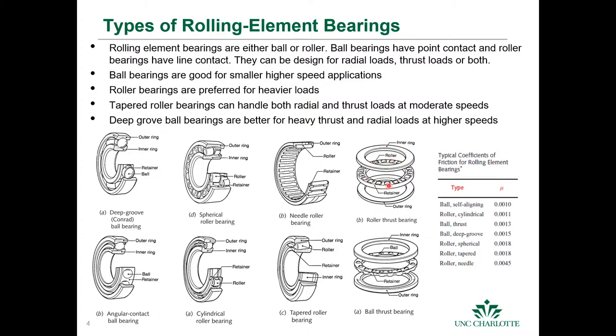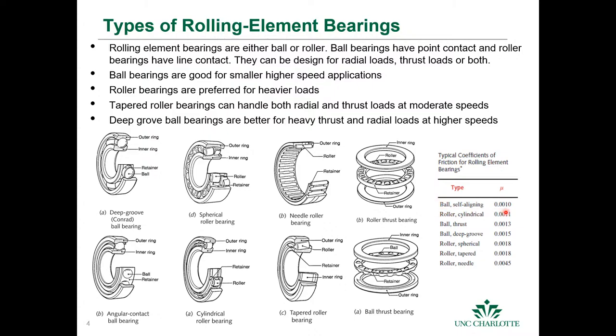Okay, these are roller thrust bearings, and these are ball thrust bearings. And on this table over here, we see that there are different coefficients of friction associated with the different bearing types. The lowest coefficient of friction is this ball bearing self-aligning type. That's one of the most common bearings used. It's good for higher speeds and radial loads in general.